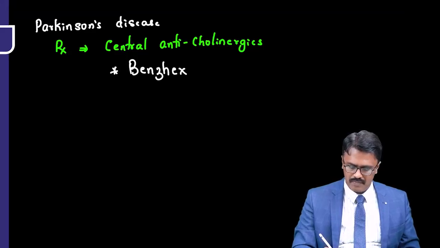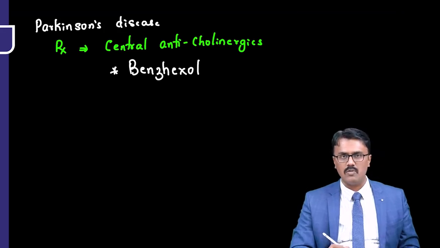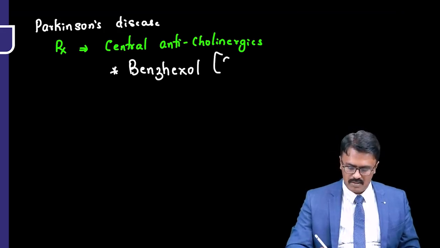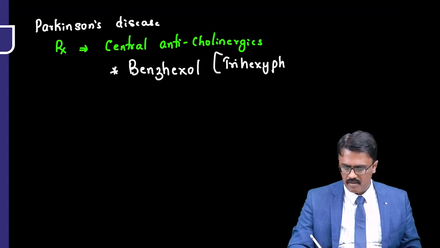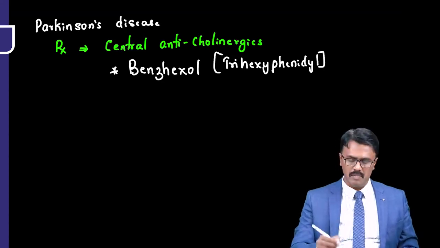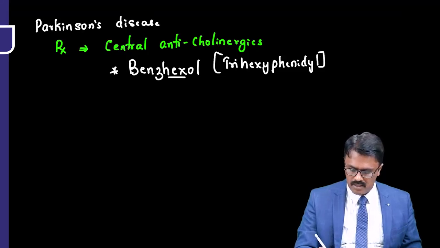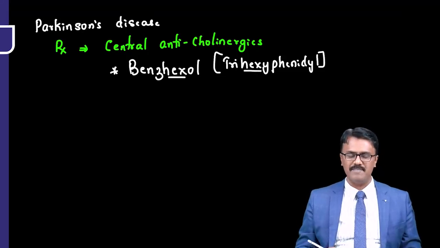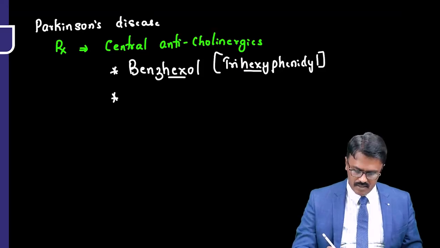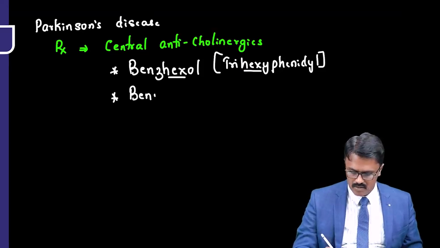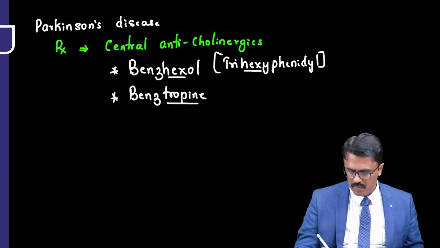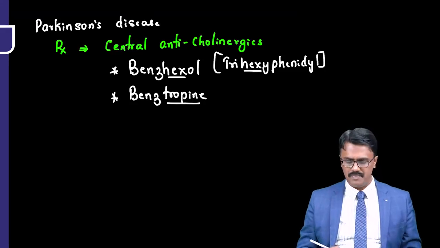benzhexol. Now benzhexol has one more name. It is also called trihexyphenidyl. Remember, hex here is also there, hex is also here. The second one is benztropine. You read the name, it ends with tropine, so it is related to atropine.